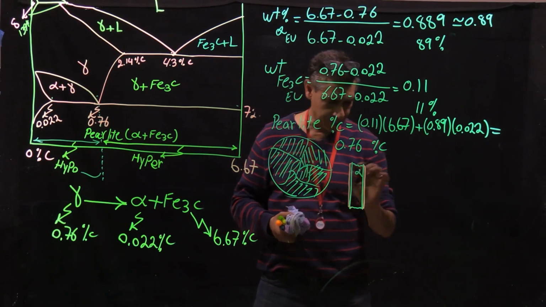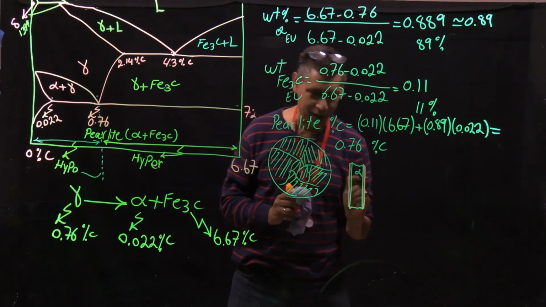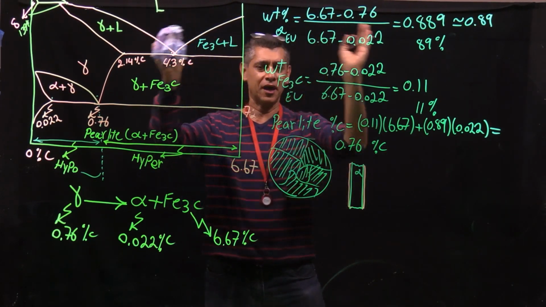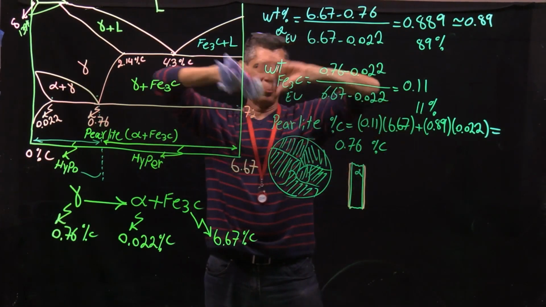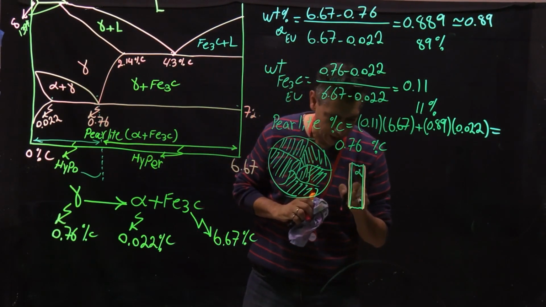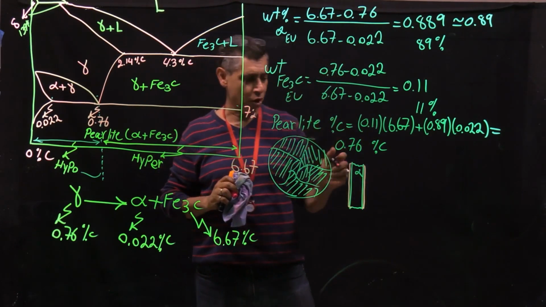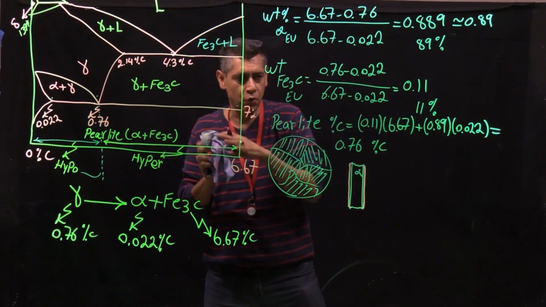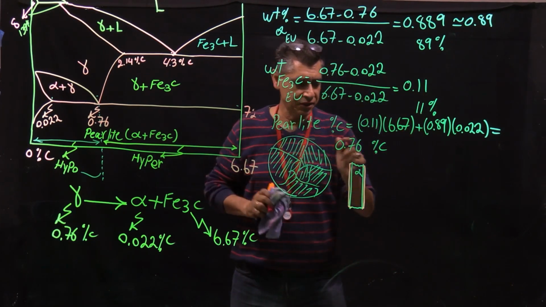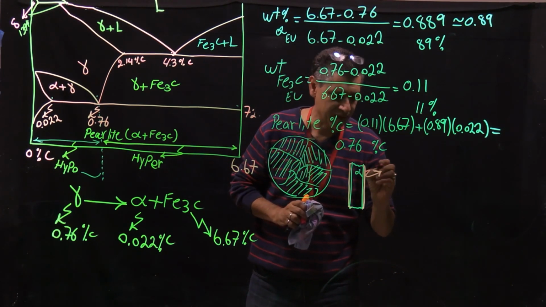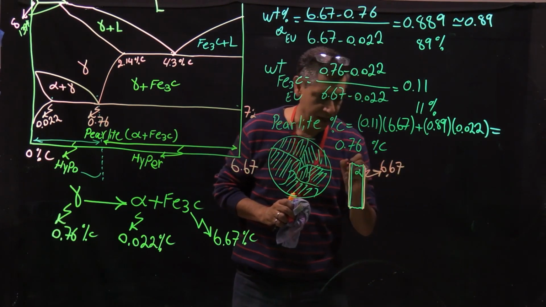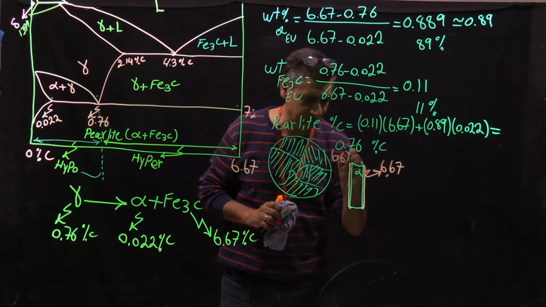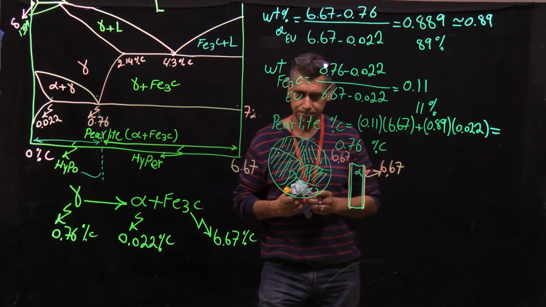Atoms of carbon would migrate out of the ferrite because originally it was 0.76. They have to migrate out to deprive this ferrite of carbon, and of course they go to the neighboring layers, and these will have more carbon, 6.67 and 6.67. So that's how it is.